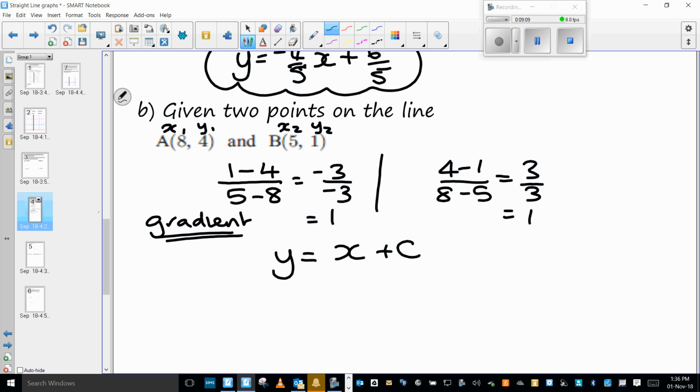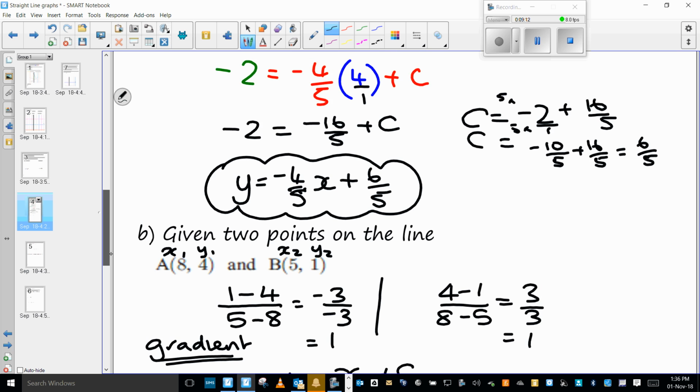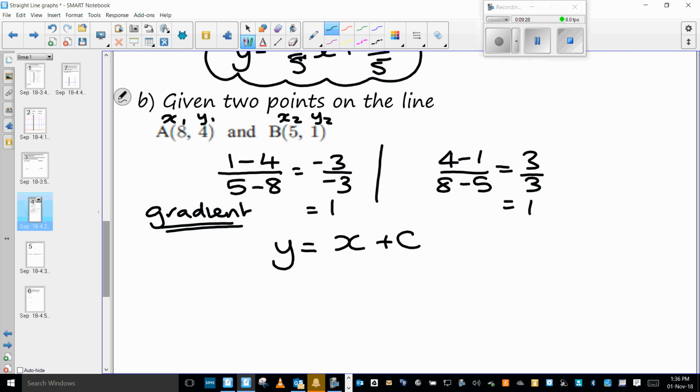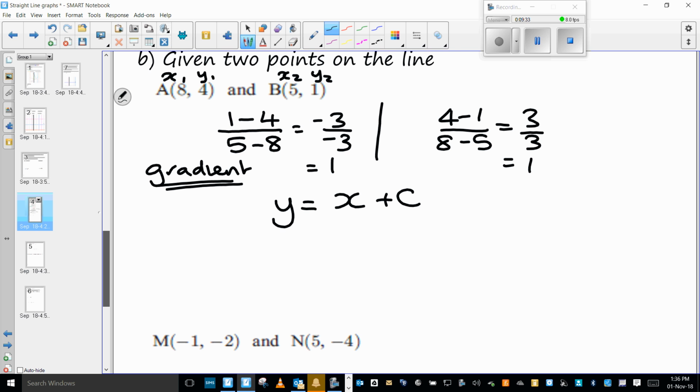And now we're going to choose one of these points. I will tell you now it does not matter which point you choose. If you like the look of point A, you choose point A. If you like the look of B better, you choose point B. Either one will get you the value of C. I will do both to show you that it doesn't matter. So I'm going to choose point A first of all.